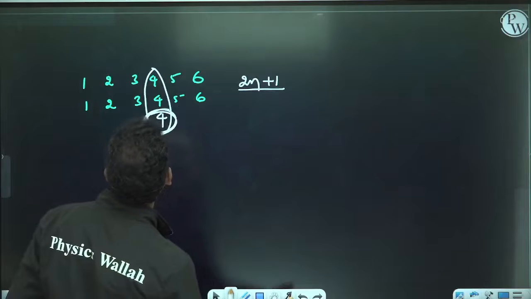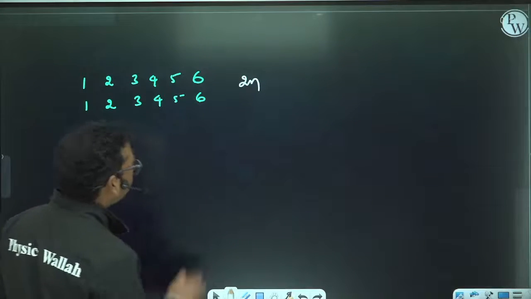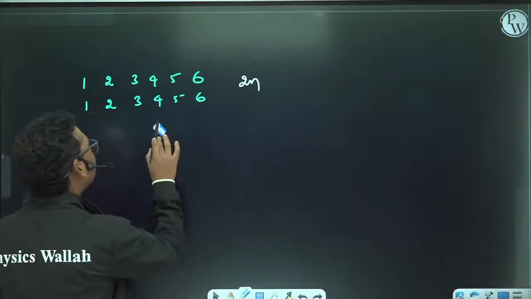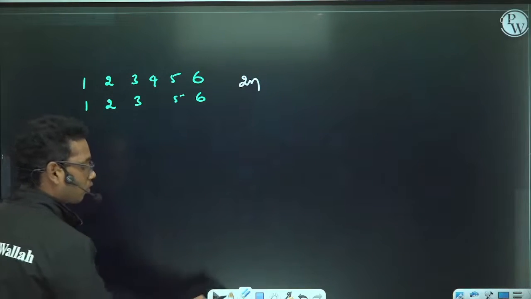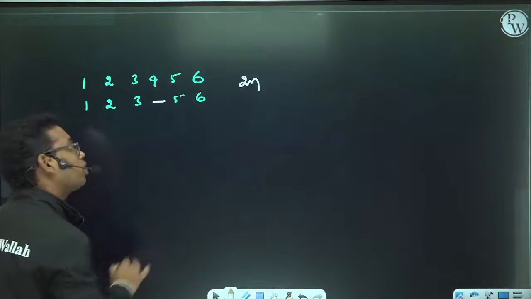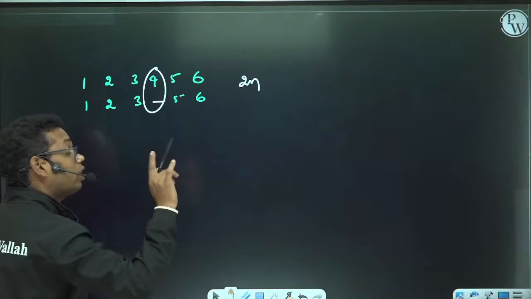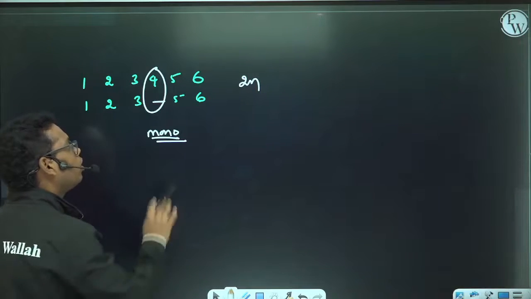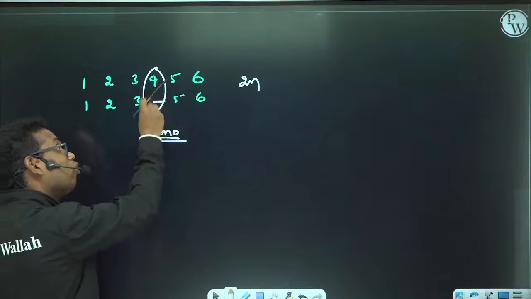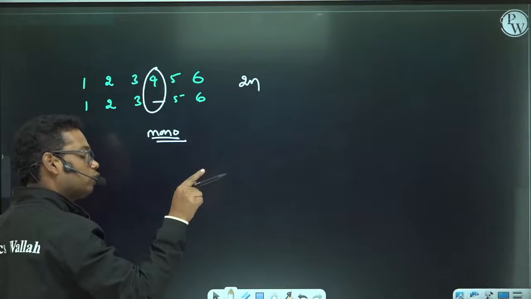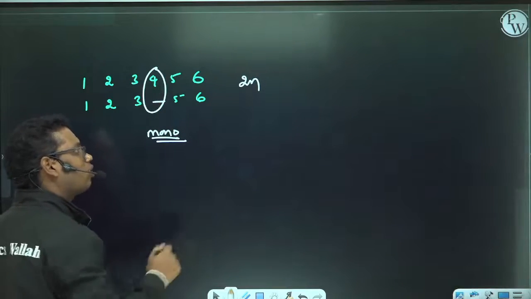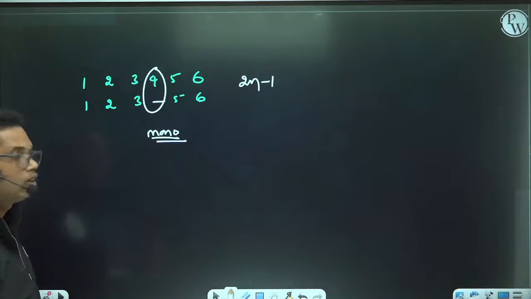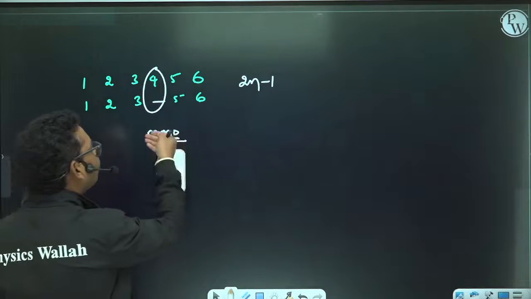Now, what about monosomy? This is diploid condition. Every chromosome is present twice, but here I am removing one chromosome. So this chromosome is present only once. For 1 I will write mono. So this is an example of monosomy. I have removed one chromosome. When I add, I will use the plus sign. When I remove, I will use the minus sign. So I will write minus 1. This is monosomy. Clear?